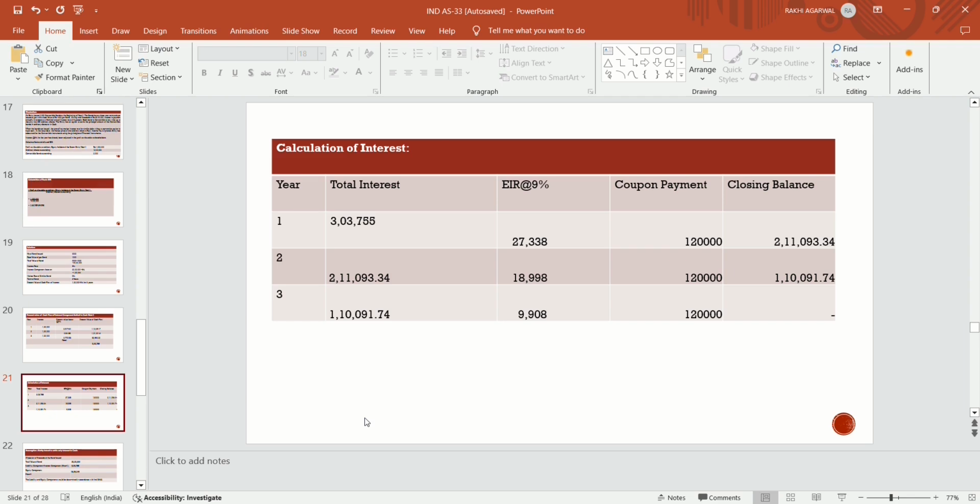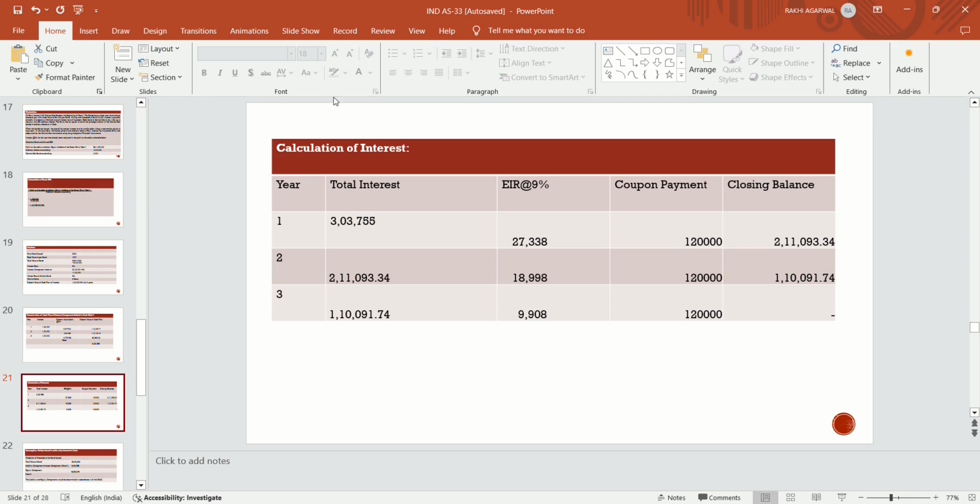2,11,093.34 into 9% becomes 18,998. Coupon payment is 1,20,000, so it becomes 2,11,093.34 plus 18,998 minus 1,20,000, which is 1,10,091.7. Now in year 3, 1,10,091.74. Effective interest rate is 9%, so 9,908. Coupon payment is 1,20,000. So 1,10,091.74 plus 9,908 minus 1,20,000, so the closing balance becomes nil.